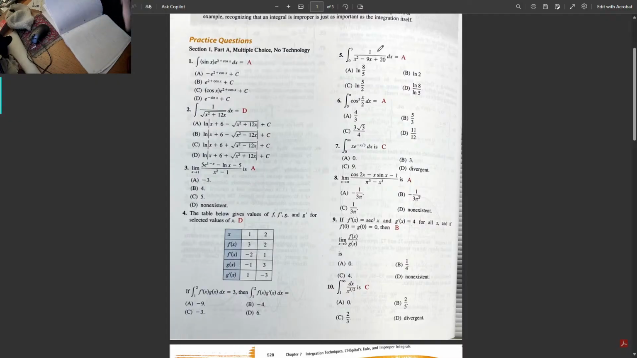Partial fractions. We're doing partial fractions. Okay, x squared minus 9x plus 20. We need to factor that, which would mean two numbers that multiply to 20 but add up to negative 9. So negative 5 and negative 4. Let me check. x minus 5 times x minus 4.